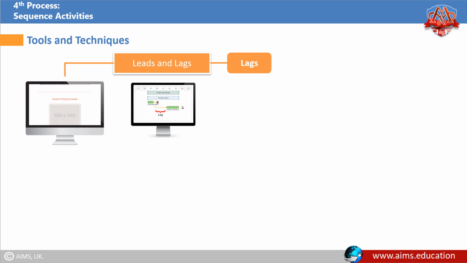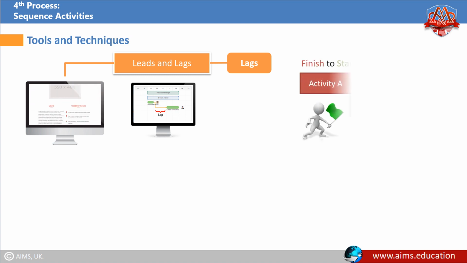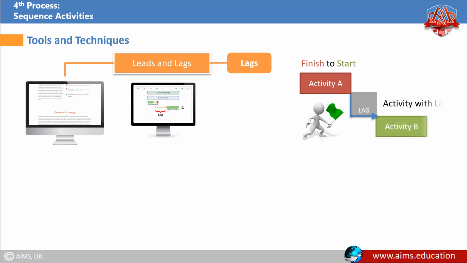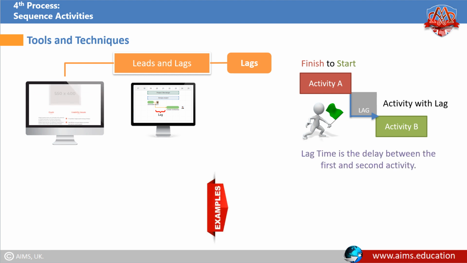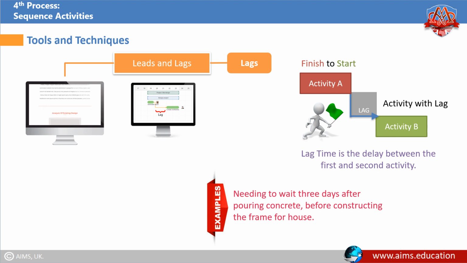What is lag? The successor activity cannot start right after the end of the predecessor activity. A lag is a waiting time inserted between activities. In other words, lag time is the delay between the first and second activity. For example, you need to wait 3 days after pouring concrete before constructing the frame for the house. Lag time can be considered a positive value.